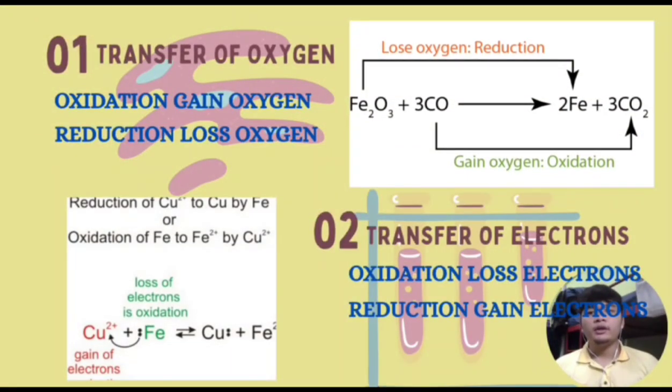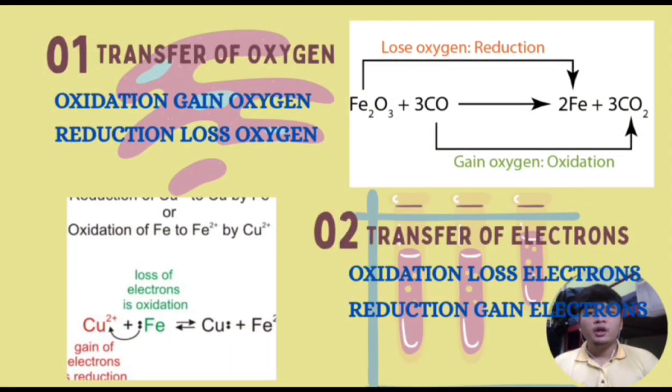Now, I will explain the transfer of oxygen. Oxidation is the gain of oxygen, but reduction is the loss of oxygen. For example, iron oxide loses oxygen, which is called reduction, while carbon monoxide gains oxygen, which is called oxidation.